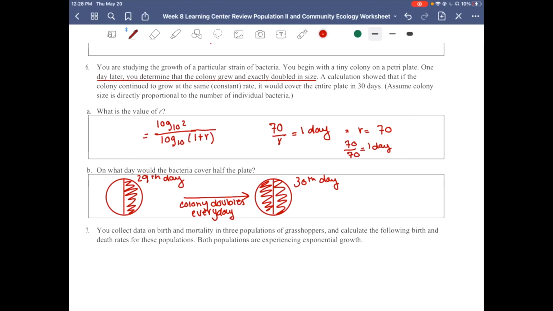All right, so for the next one, it's saying that we collected data on birth and mortality in 3 populations of grasshoppers. And we're going to calculate the birth and the death rate of the population. And it's also telling us that both the populations are experiencing an exponential growth.